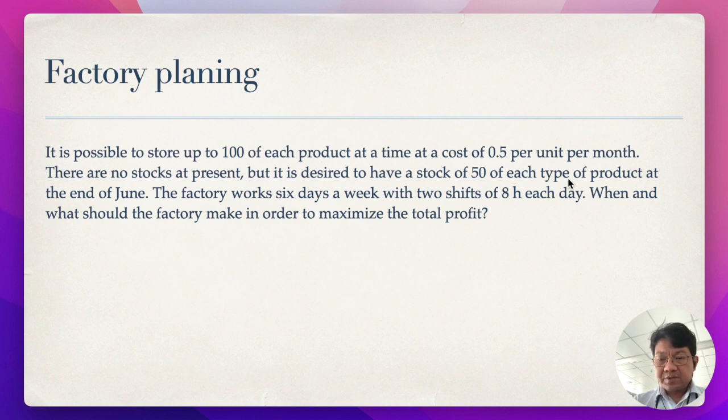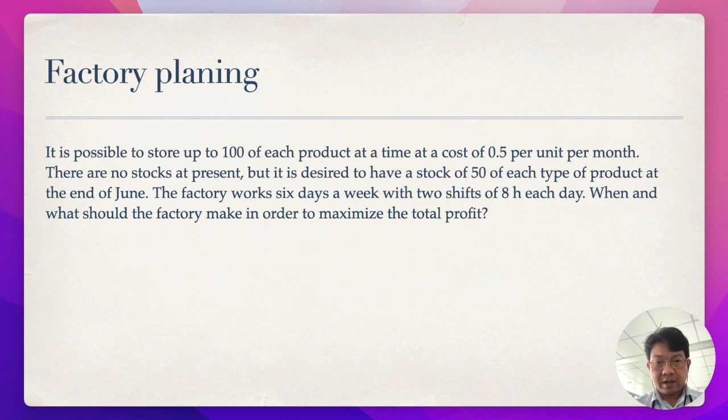Okay, so the objective is, well, the factory wants to know when and what the factory should make in order to maximize the total profit. Well, from the given information, you can treat this problem as multi-period optimization, right? Because we deal with different periods. We have 6 periods, right? First month, second month, yeah, January, February, and yeah, to June, right?